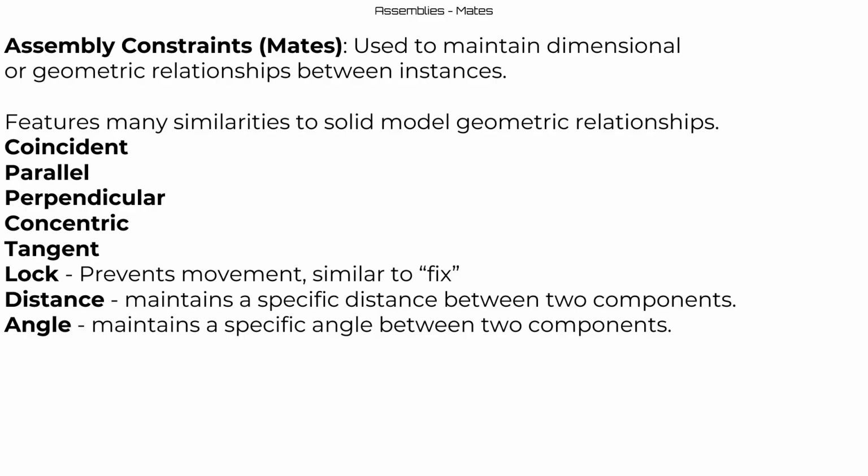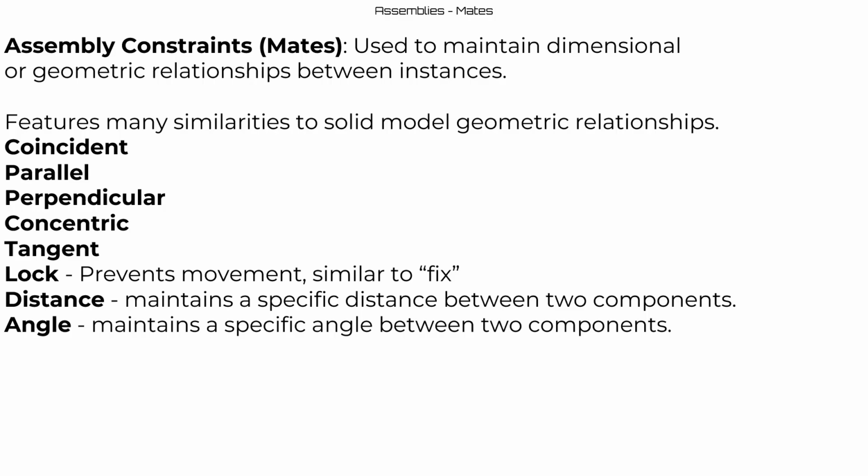So moving on to assembly constraints, which are also known as mates. These mates are used to maintain dimensional or geometric relationships between instances. Many of these mates are similar to solid model geometric relationships when we're still in the part stage. So you have coincident, which causes two components to fall on a line to one another. Parallel, which causes two instances to run parallel to each other. In the opposite way, you have perpendicular, which causes two components to line up at a 90-degree angle.